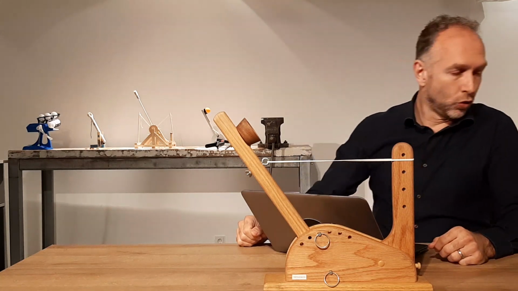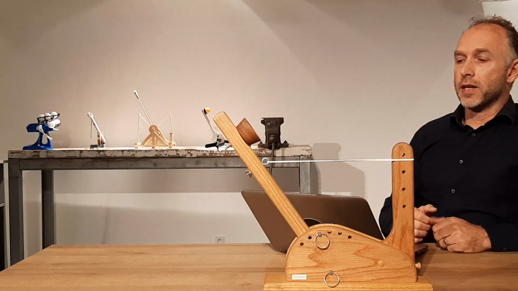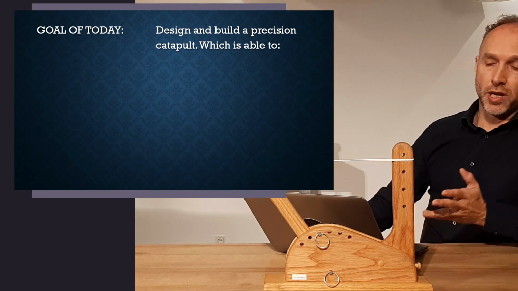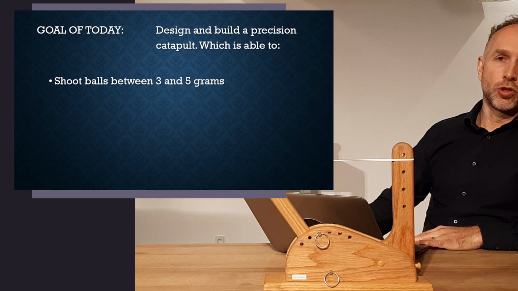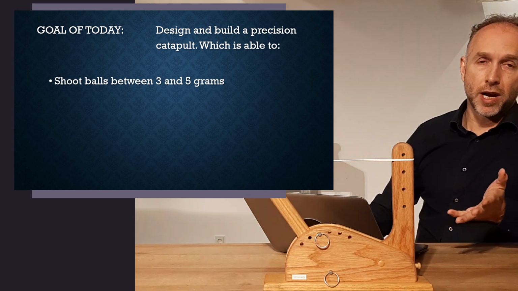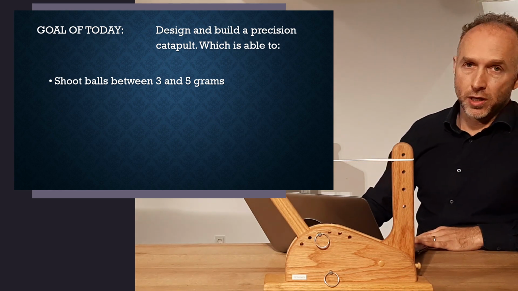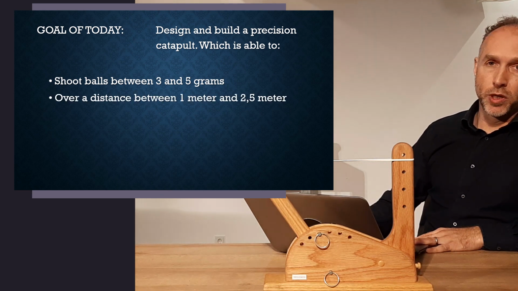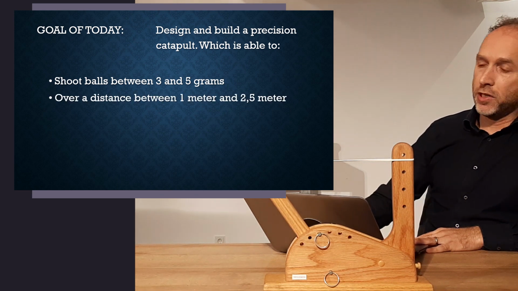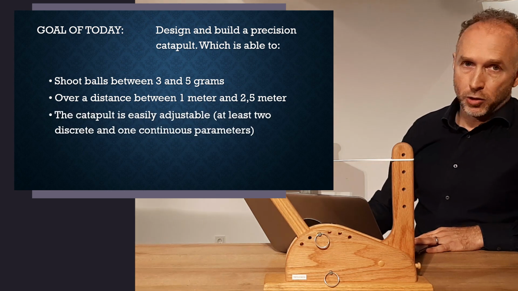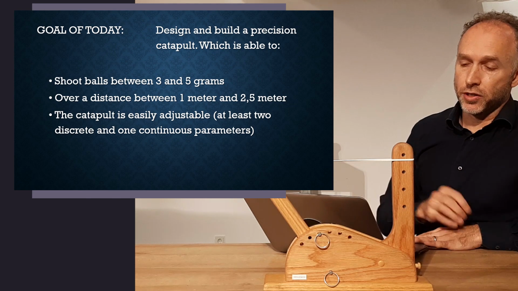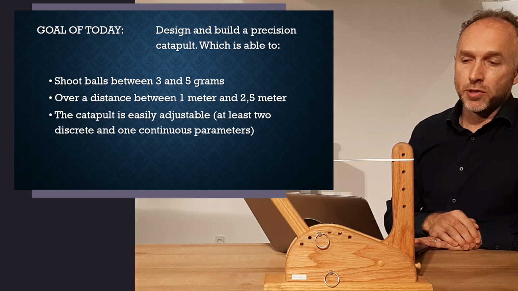So our goal of today is to design and build a precision catapult, which is able to shoot balls between 3 and 5 grams. So that is the product that we realized yesterday. Over a distance between 1 meter and 2.5 meters, the catapult is easily adjustable. We have at least 2 discrete and 1 continuous parameters.